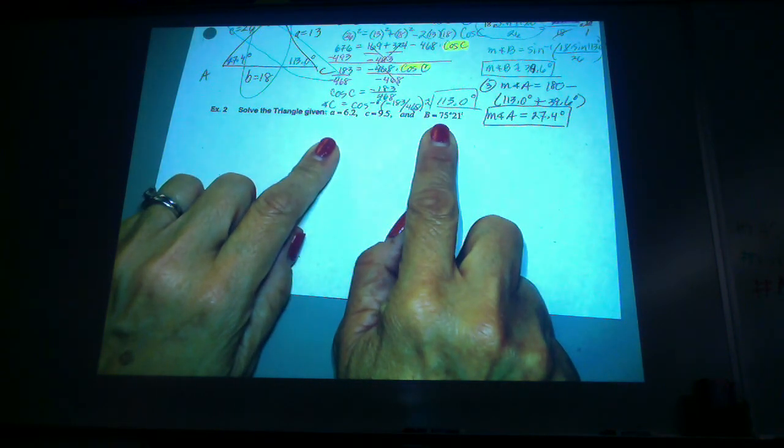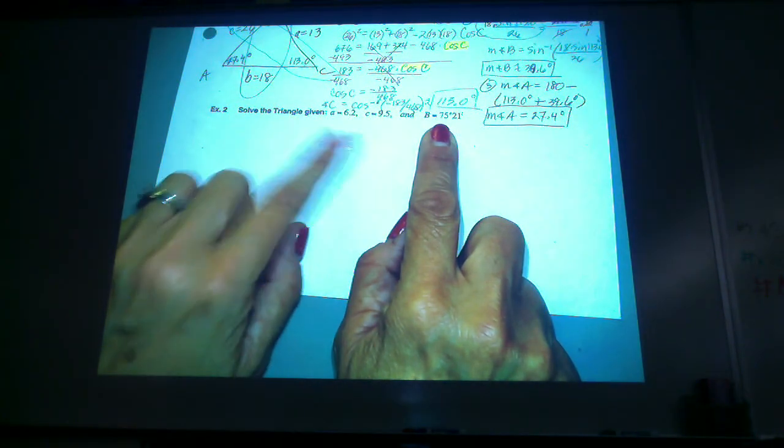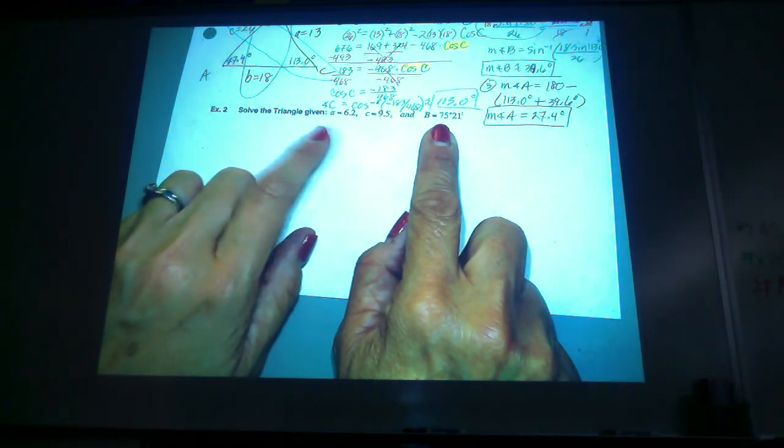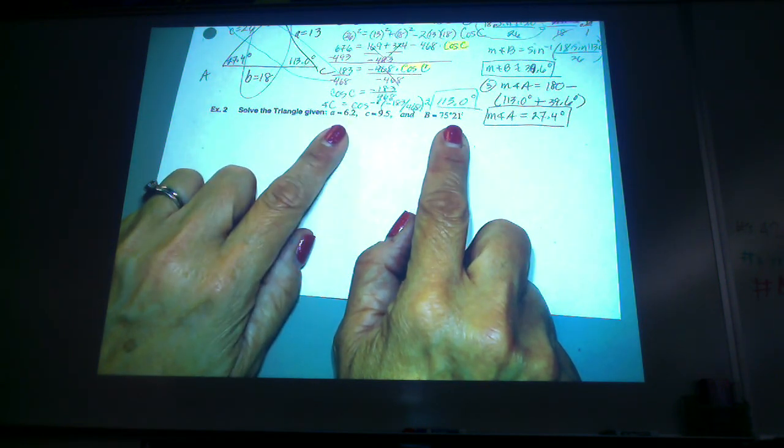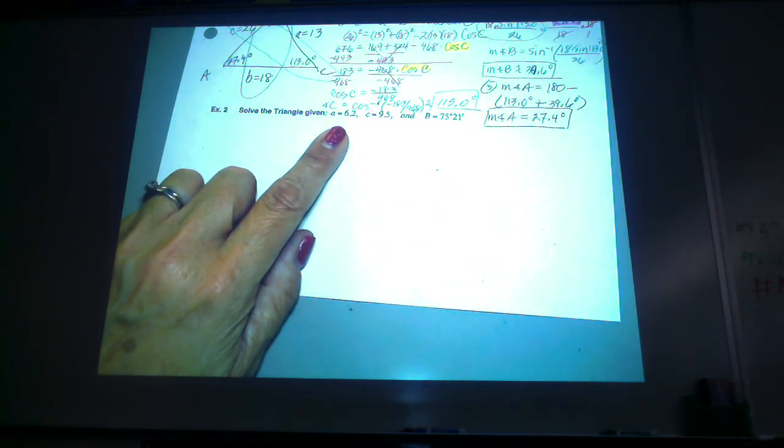This time, you are given two sides and an angle. Am I given side B? No. So I cannot use the law of sines because I do not have the angle across from the side that I need it from. So again, you're going to use the law of cosines. So what is that?